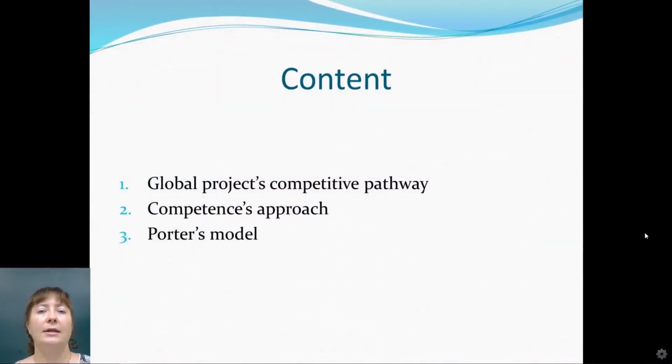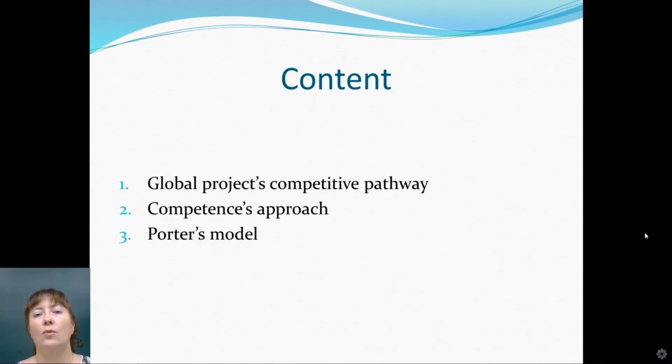Here you may find the content of my lecture. So we will look through the global projects competitive pathway. So what are the components of the global projects competitiveness? How can we combine different resources, issues, opportunities to achieve this competitive level? Actually, we will discuss the different models and approaches which help us to be more competitive with our startup project or business model in global environment.